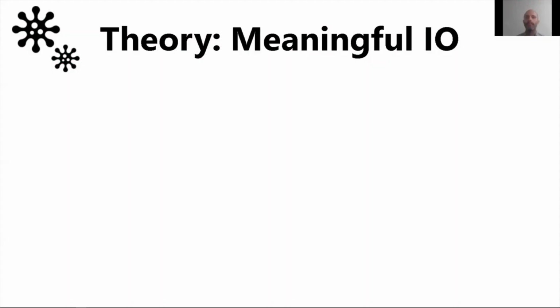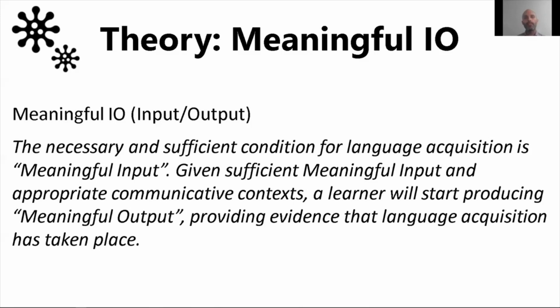This in turn ties back to the theory that underpins the entire undertaking, the theory of meaningful input-output, or meaningful IO for short. In essence, the theory is an attempt to integrate the various strands of the theories of Stephen Krashen with a critical and social constructionist approach to the questions of identity and motivation. So what does meaningful IO hypothesize? It hypothesizes that the necessary and sufficient condition for language acquisition is meaningful input. Given sufficient meaningful input and appropriate communicative contexts, a learner will start producing meaningful output, providing evidence that language acquisition has taken place.